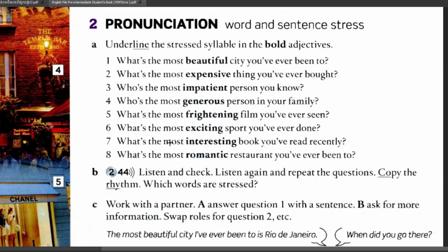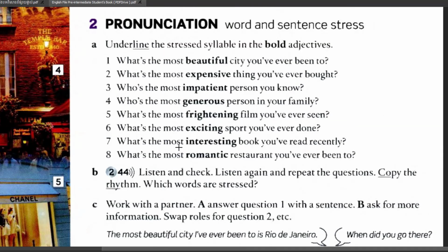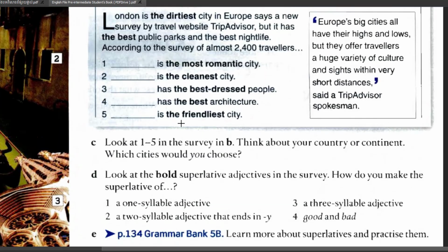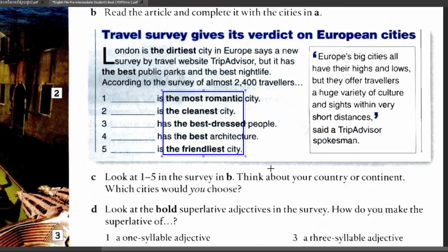Today we are going to learn more about something related to, what's that? Okay, over here. So last time we learned about the travel survey that gives you the verdict on the European cities using comparatives, like this way. Look at this. These are called comparatives. Now look at this one.